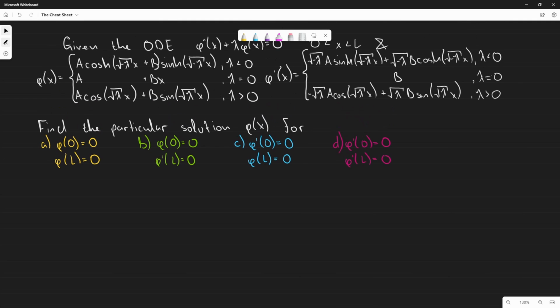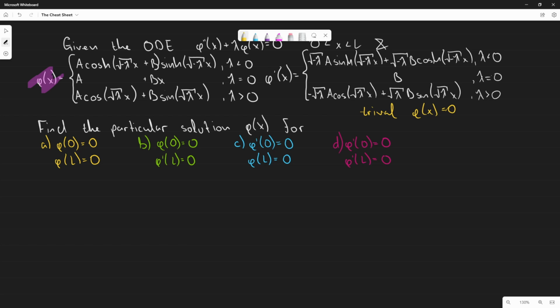So we are going to look at this portion here, and we can see that it has 3 types of solutions depending on whether lambda is negative, lambda is equal to 0, and lambda is greater than 0. And so our goal is to find what phi of x is that is not the trivial solution. The trivial solution is actually when phi of x is equal to 0, and we don't want that.